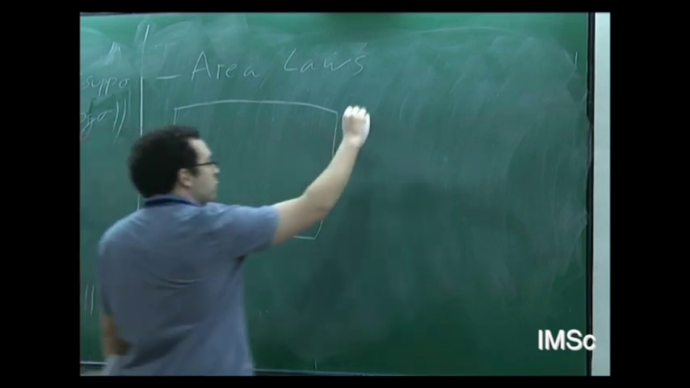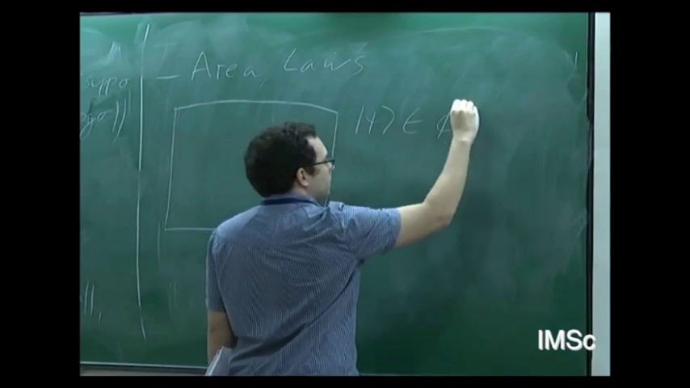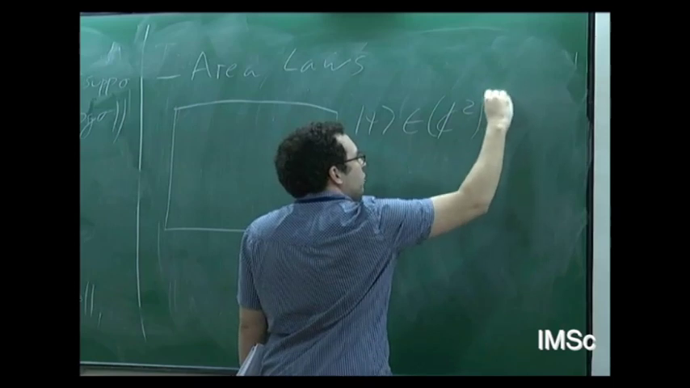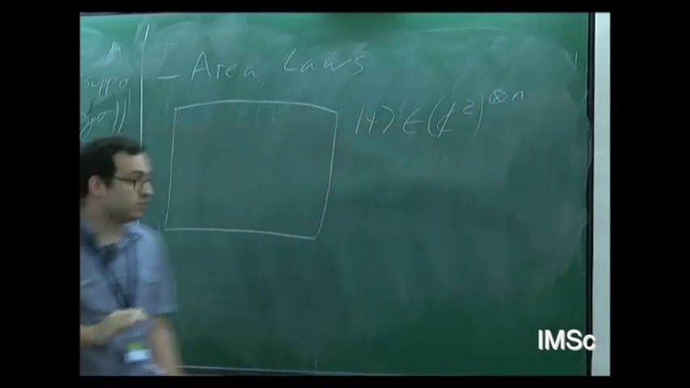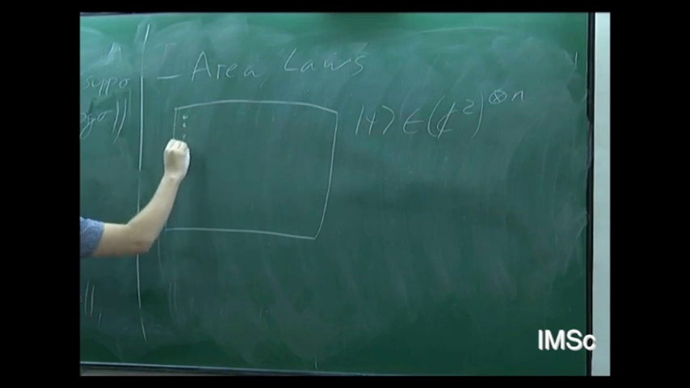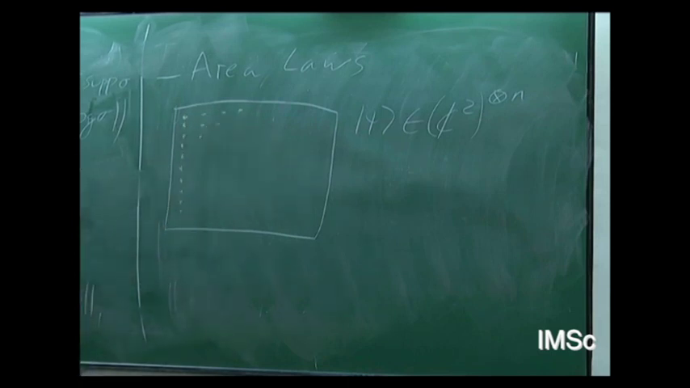So imagine we have a state which consists of qubits, for simplicity, and n of them. So we have a multiparticle state, and suppose that the particles are arranged on a square here, for example. So these are the particles of the state, and so on. Okay?